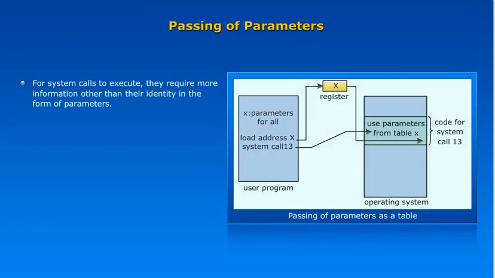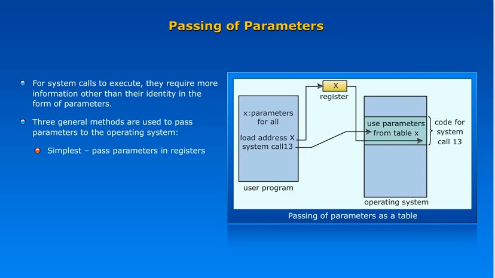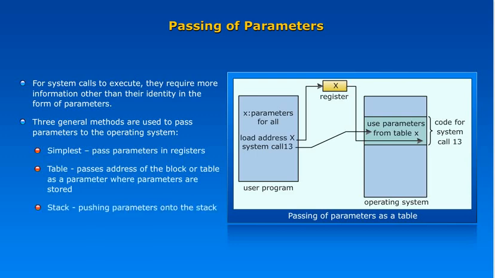Next, you will see how parameters can be passed to the system calls. For system calls to execute, they require more information than their identity, in the form of parameters. There are three general methods used to pass parameters to the operating system. Simplest, pass parameters in registers. Table, pass the address of the block or table as a parameter where parameters are stored. Stack, pushing parameters onto the stack.